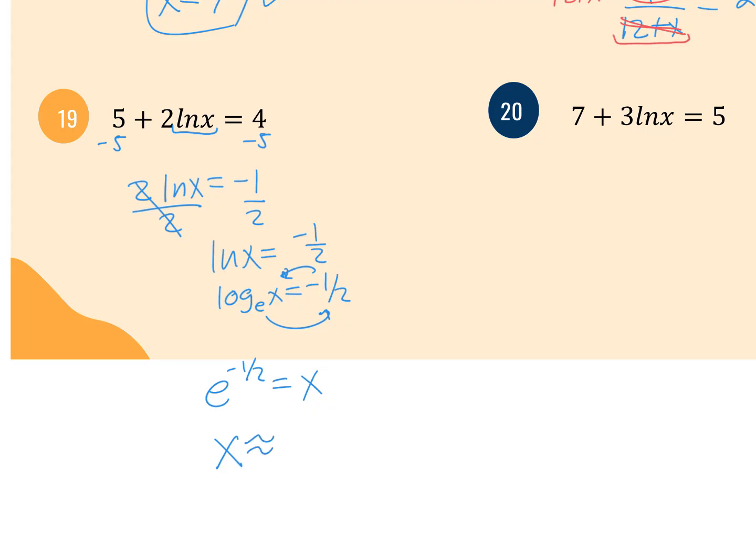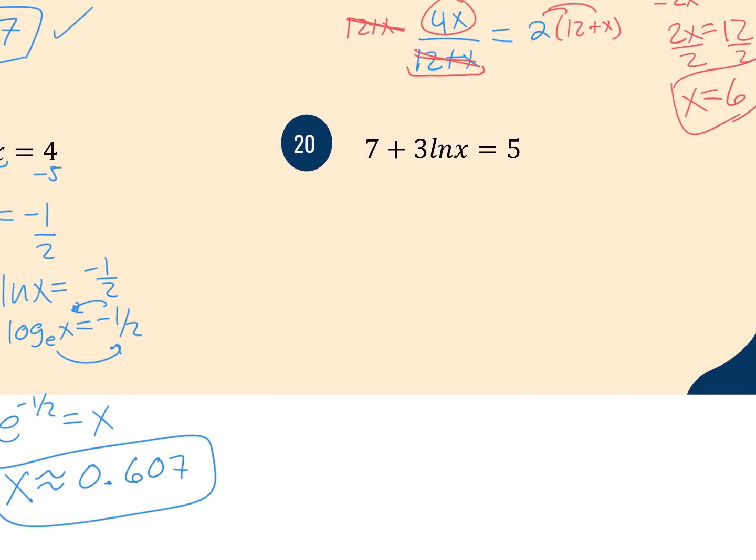All right. So when you plug this into your calculator, you should get approximately 0.607. All right. Now, if you look, the next one looks very, very similar, so let's do the exact same thing.